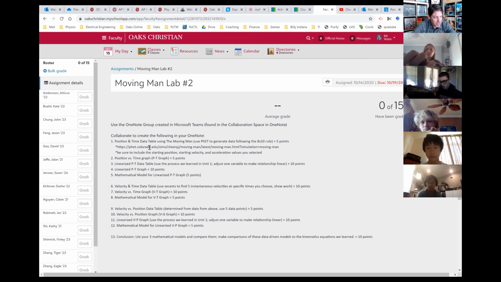You need a position and time data table using the Moving Man. You're going to use that sim to generate data, follow the 8x10 rule, and here's a link. You can go back to the topics and find the link, but I also put it here for you. You might have to copy and paste it, so it doesn't look like a live link in here. Then be sure to include your starting position, starting velocity, and acceleration values you selected. And you do need to give it an acceleration, like I said.